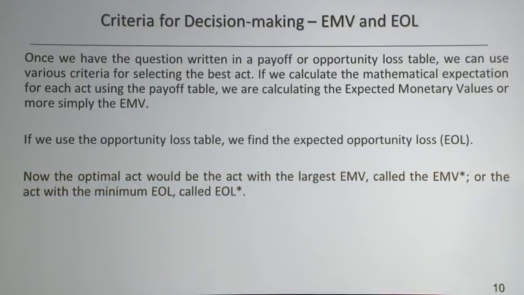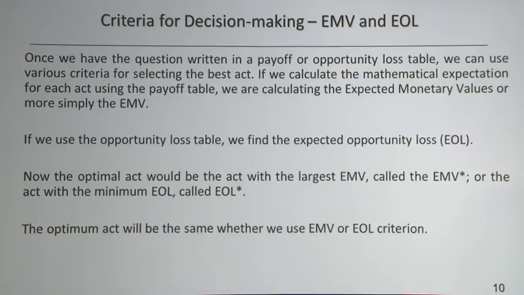So the optimal act would be the act with the largest EMV, because we want to make the most money, called EMV star, or the act with the lowest EOL. We want to make the smallest loss. This is called EOL star. The optimal act will be the same regardless of which method we use, EMV or EOL. And really this depends on what we're given. If we know the payoff table, I will use EMV. If we know the opportunity loss table, I will use EOL.